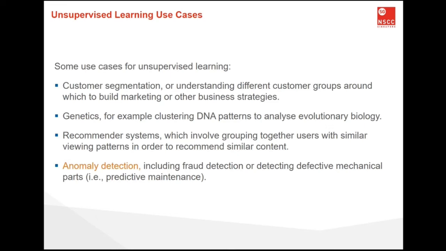Secondly, genetics analysis. For example, we can use unsupervised learning to cluster DNA patterns to analyze evolutionary biology. We can also use unsupervised learning to build a recommender system, which involves grouping together users with similar viewing patterns in order to recommend similar content. Lastly, anomaly detection. This includes fraud detection or detecting defective mechanical parts. We can use it in predictive maintenance in manufacturing production lines.